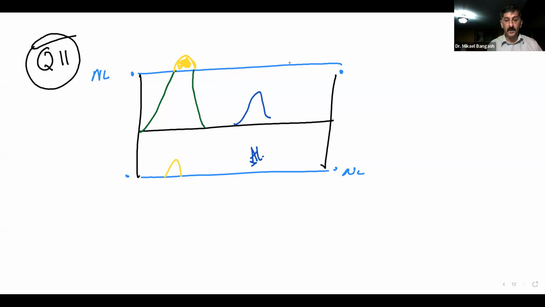Now, this question can also be asked in a fashion like: the lowest frequency of aliasing is known as what? The Nyquist limit.